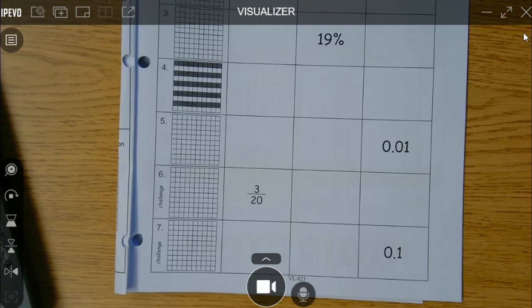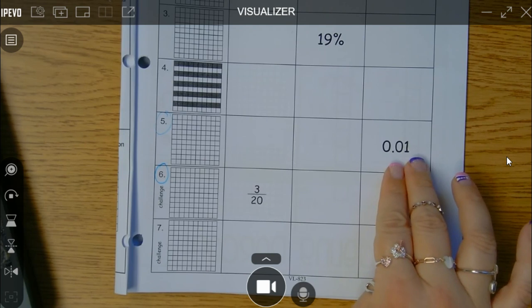Hello, my little mathematicians. Today, I'm going to help you get started on going back and forth between fractions, percents, and decimals. So if we look at VL-823, I'm going to do 5 and 6 with you. Now, I suggest that you try them yourself first. So pause it, try it, and then come back and unpause it and see how you did. Okay, as you unpaused it, you're back with us.